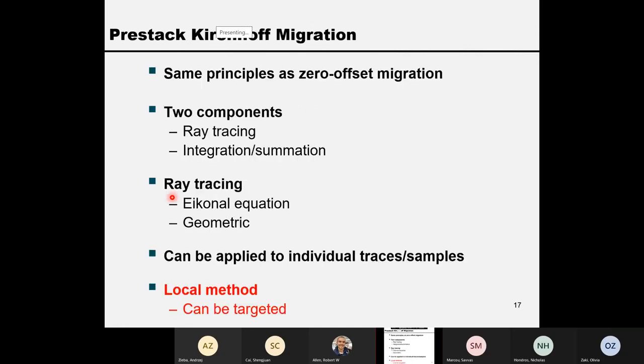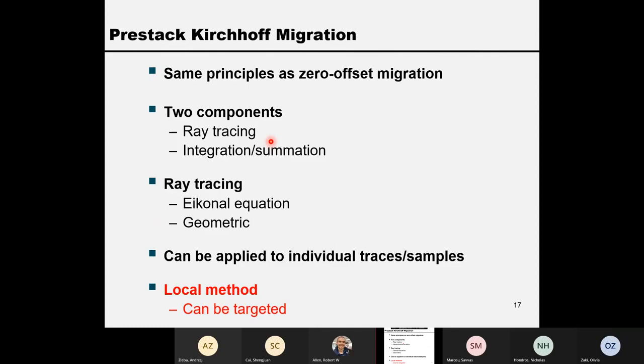So let's talk about migration methods. First one, the pre-stack Kirchhoff migration. Kirchhoff migration has the same principle as post-stack migration, which we call zero offset migration. Same principle, and the implementation steps are the same. You do need to do ray tracing. You find the ray path.